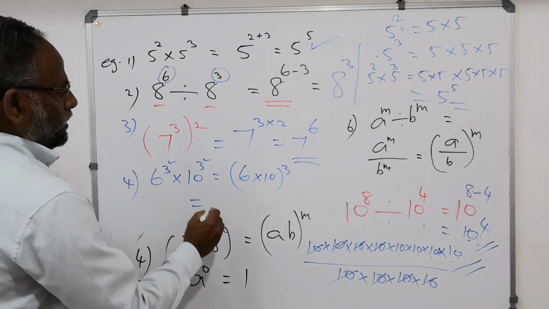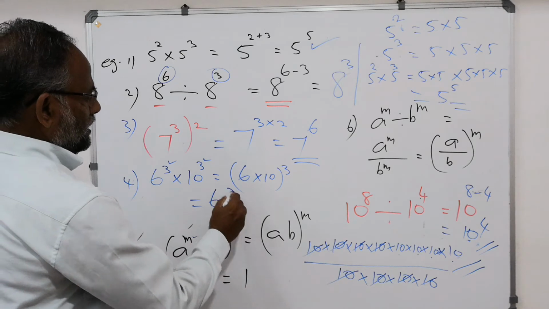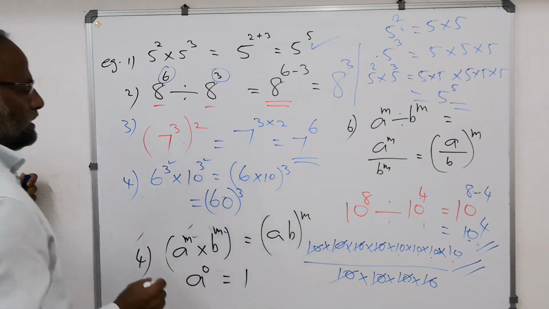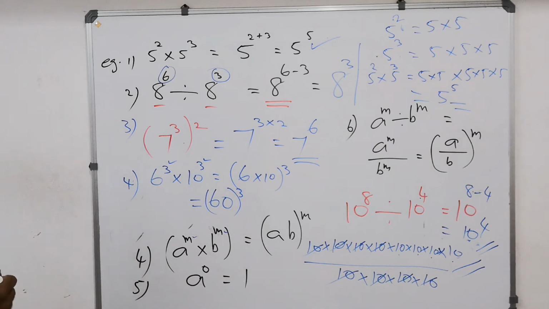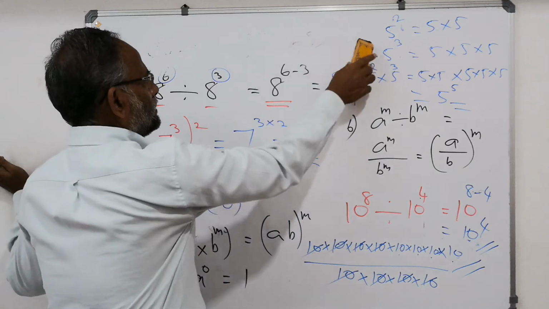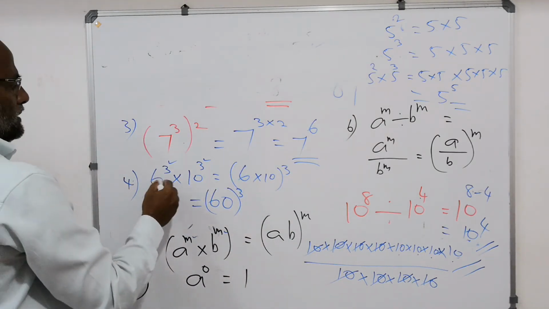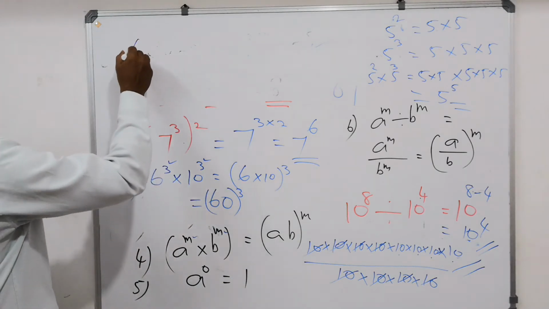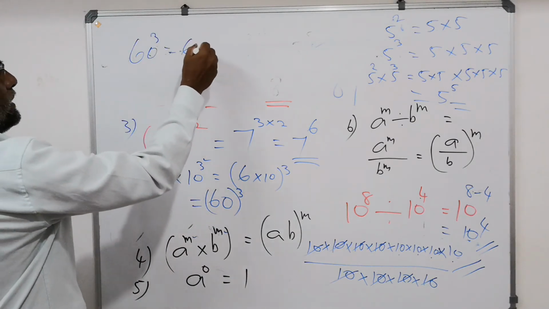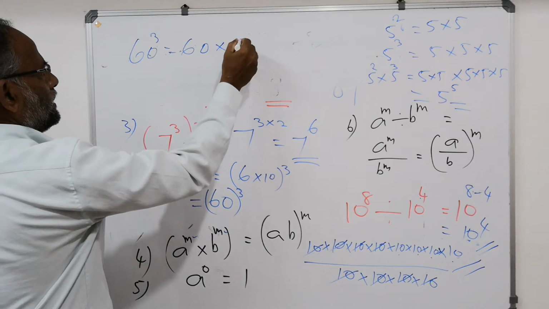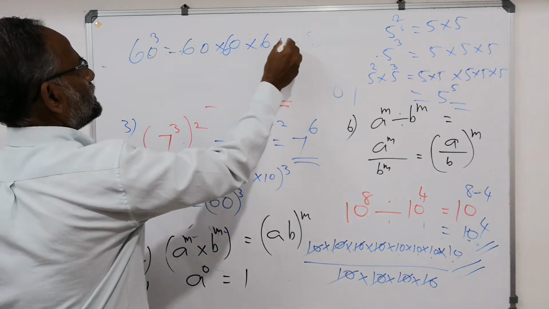That means 6 into 10, 60 whole cube. That means 60 into 60 into 60. So that is a big number. That means A into B, 6 into 10, 60. 60 cube, that is 60 into 60 into 60.